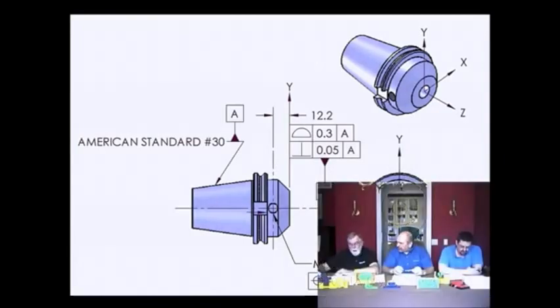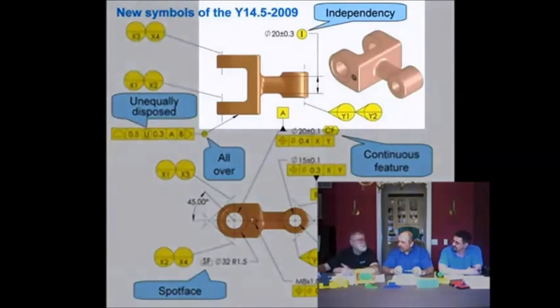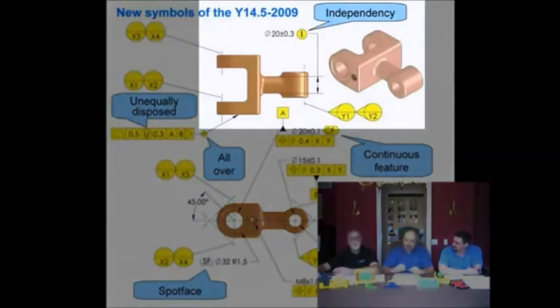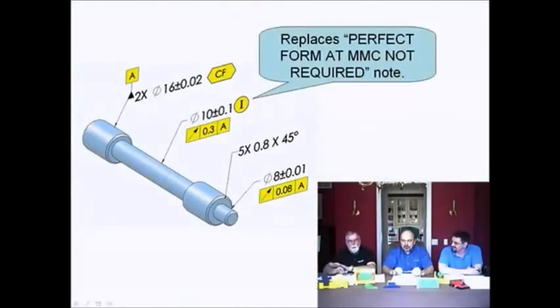How many are there? I believe there's 7 new symbols, but the one that stands out for me is the principle of independency symbol. So we had to write a long note. Then you have to write a note about that, and we don't do that anymore. Now we have the symbol that says we want these two features to be unlocked from rule number 1. So I don't have to worry about form or size controls form anymore.